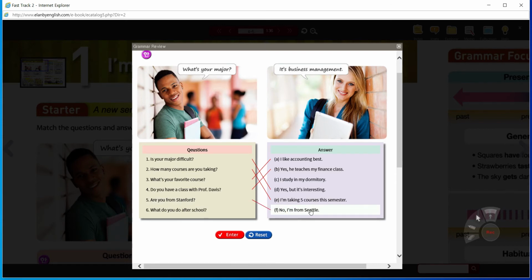The answer is F. So it's a yes or no question. We have a yes or no answer here. Are you from Stanford? No. I am from Seattle. Okay.